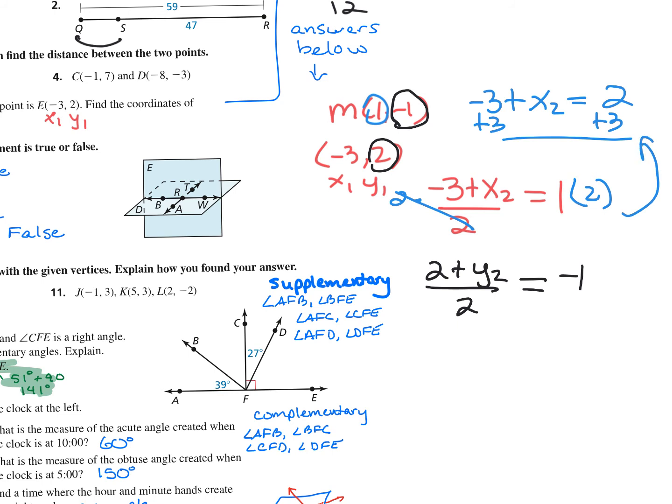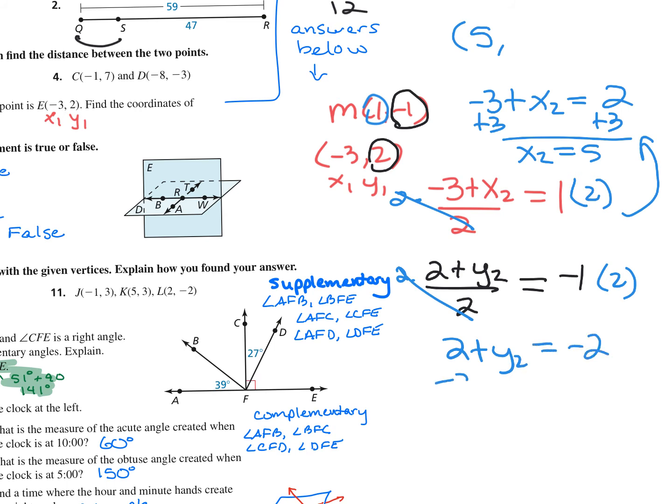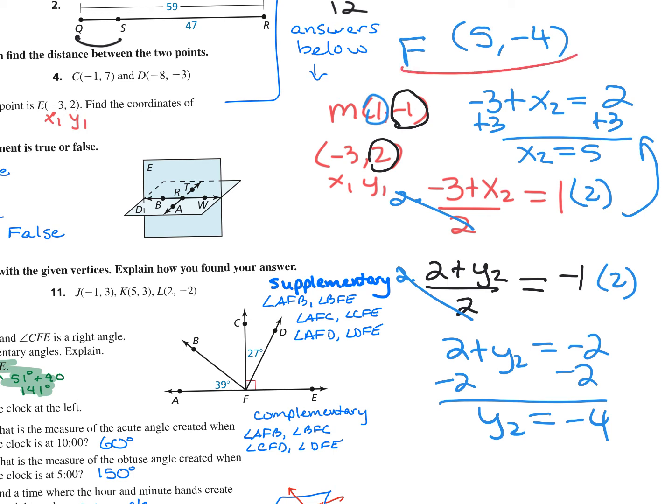So this is the work up here now. And then the x of my endpoint is going to be 5. So far I've found the first part of the ordered pair. Now I have to find the y of the ordered pair. Multiply both sides by 2 here as well. 2 plus y sub 2 equals -2. Move this 2 over. And the y of my endpoint is -4. So endpoint F is going to be the ordered pair 5, -4.